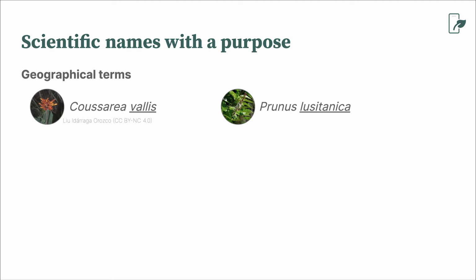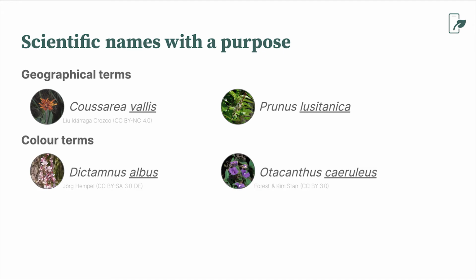What's more interesting is actually these names are given with a purpose, and there can be various reasons why a plant might have a particular name. It could be geographical. For example, vallis, here, this plant occurs in valleys, which is what vallis is the Latin for. Prunus lusitanica is a plant that originates from Portugal and Spain, which is the old world Lusitania.